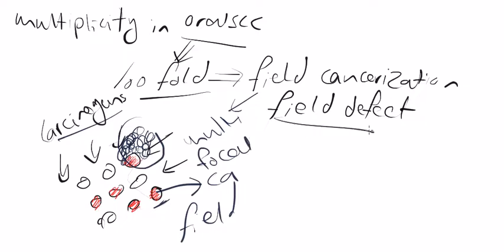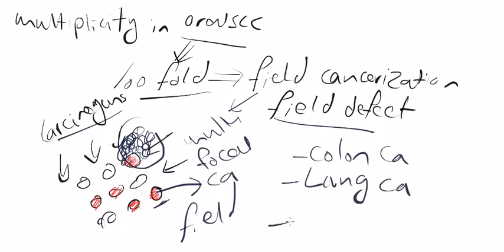The most common site known to be affected by field cancerization is the colon cancer, with an adjacent or nearby polyp. Also, we have the lung cancer, and head and neck tumors. And of course, the oral cavity is one of them.